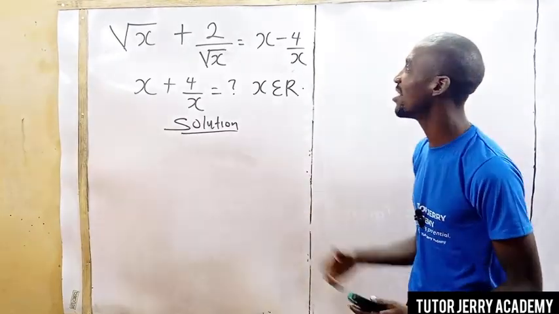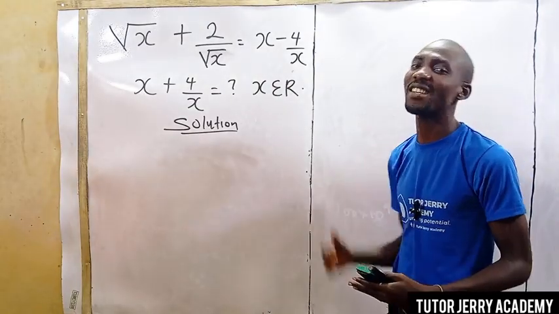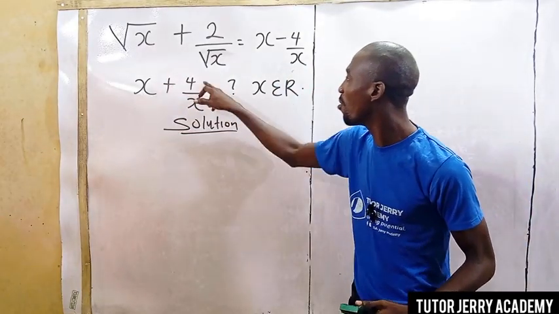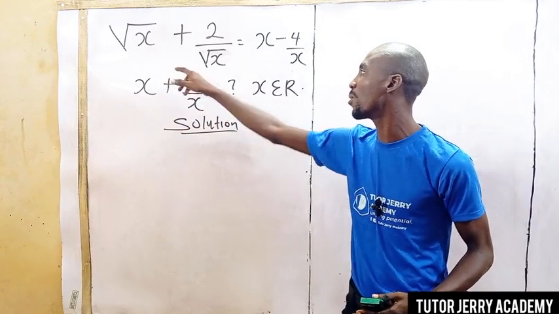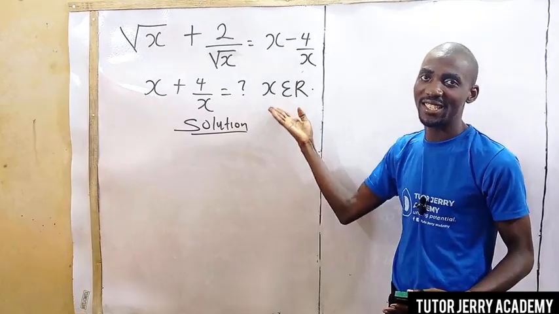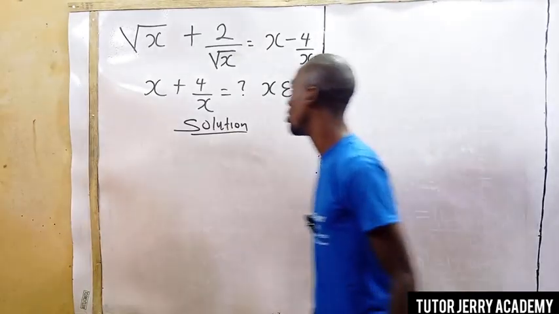So the question says: root s plus 2 all over root s is equal to x minus 4 over s, and x plus 4 over s. So we want to find the value of x plus 4 over s. Now we are told that s is a member of the real numbers. So let's start with the solution.